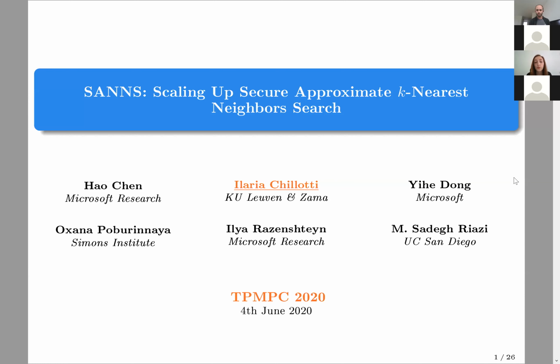This is a joint work with Ao Chen from Microsoft Research, Hie Dong from Microsoft, Oksana Puburinaya from the Simons Institute, Ilaria from Microsoft Research, and Sadek Riazi from UC San Diego. The idea of the paper is to solve this k-nearest neighbor search problem in a secure way, and in particular to try to scale up to large databases.